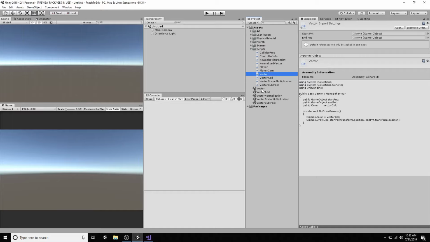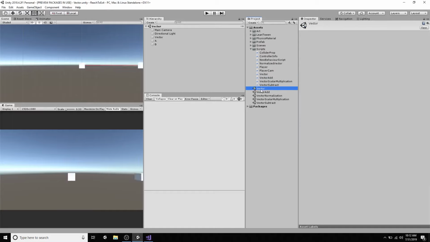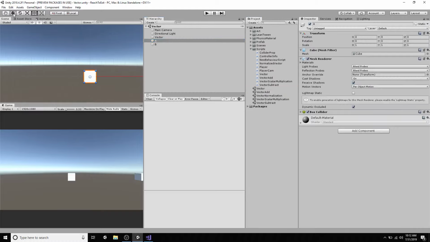So I already created 3, 4, 5 scenes. Let's go with the scene called vector. So this is the one. What we will do is reduce this game object scale to 0.1 and this game object scale also to 0.1. So 0.1, 0.1, 0.1. Here also we will do the same. Okay, fine. Now let's see what a vector is.